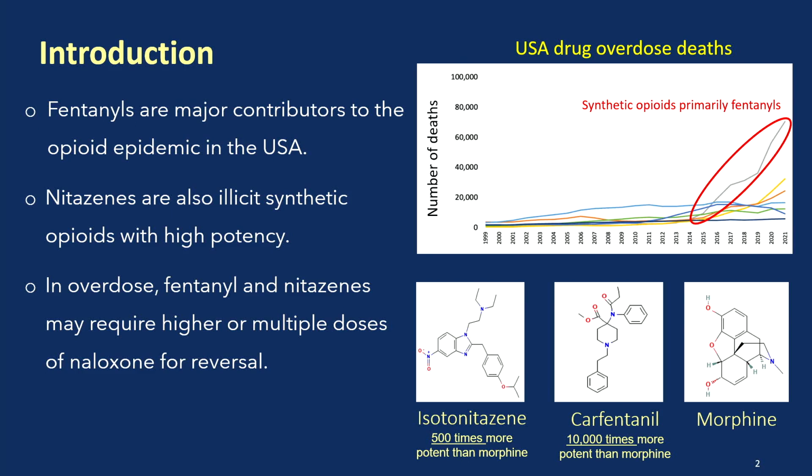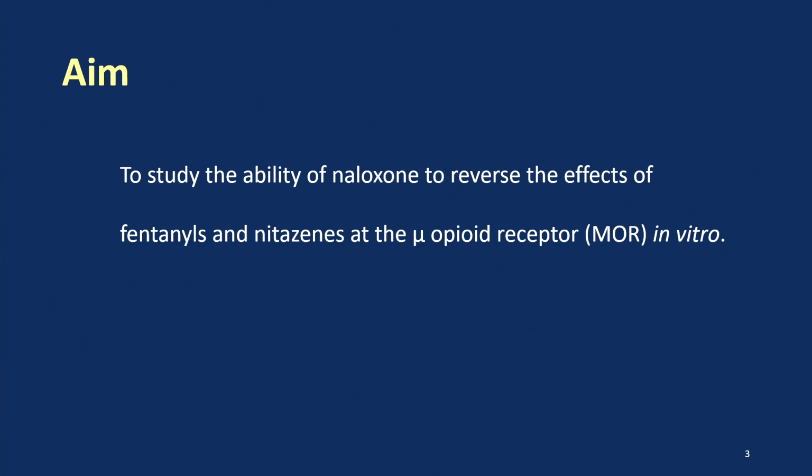For example, here carfentanil is 10,000 times more potent than morphine. Isotonitazene is 500 times more potent than morphine. So in order to rescue an overdose case, the antagonist naloxone is the drug of choice. However, there have been some reports that show higher or multiple doses of naloxone were required for reversal compared to, for example, heroin overdose cases. So we wanted to see if we can see the same thing in vitro. So we wanted to study the ability of naloxone to reverse fentanyls and nitazenes at the mu opioid receptor.